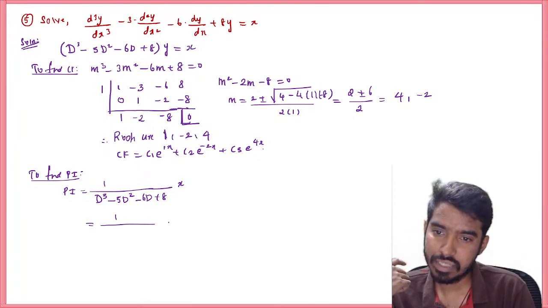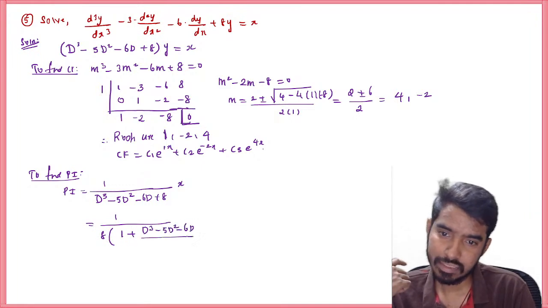So we'll take 8 outside. So we'll have 1 plus D cube minus 5D square minus 6D divided by 8.